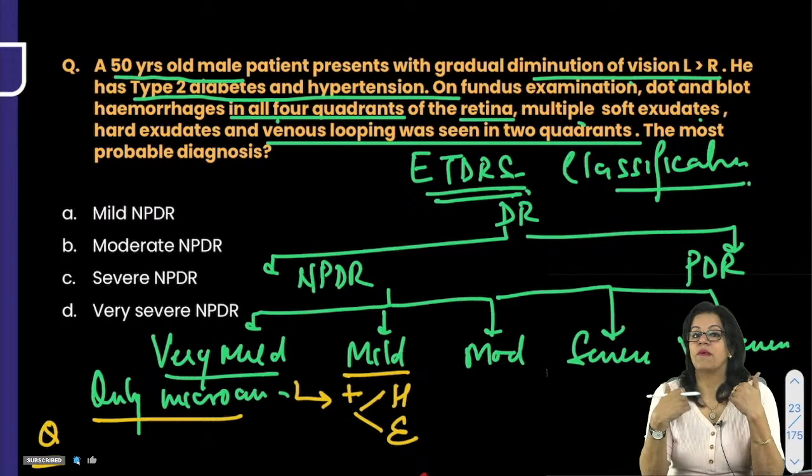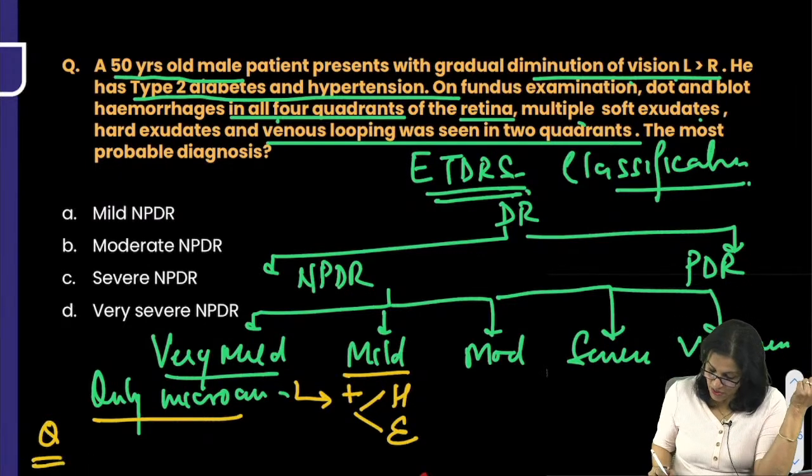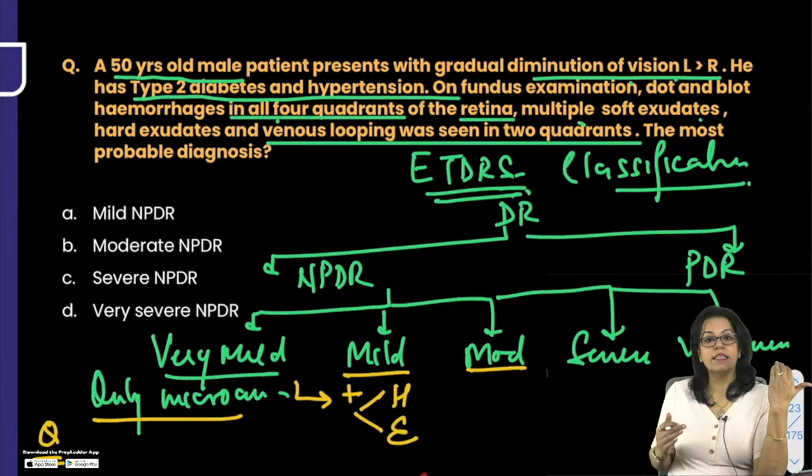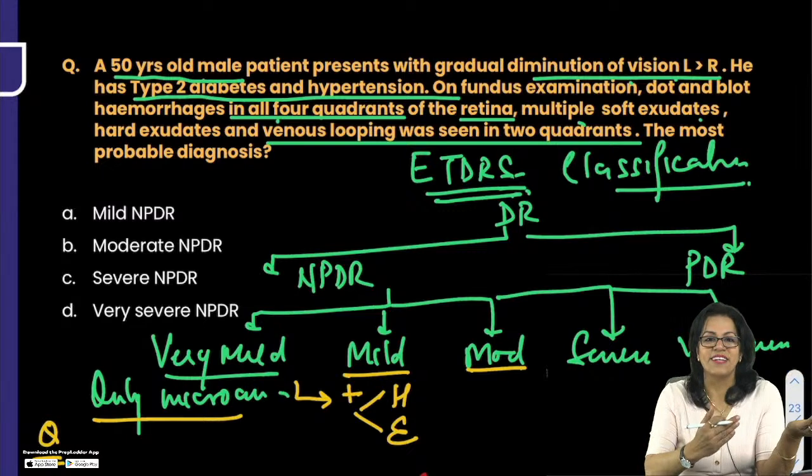Then we called it mild, not very mild. Okay, so that is your mild NPDR. Now tell me, what is moderate? Moderate is the same that you have learned as the pre-proliferative stage.